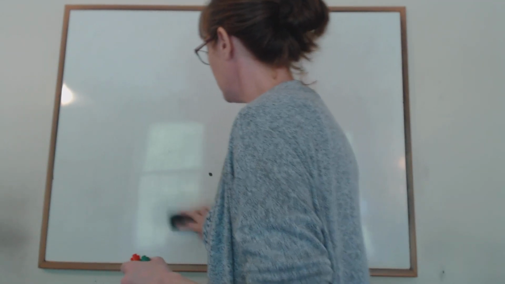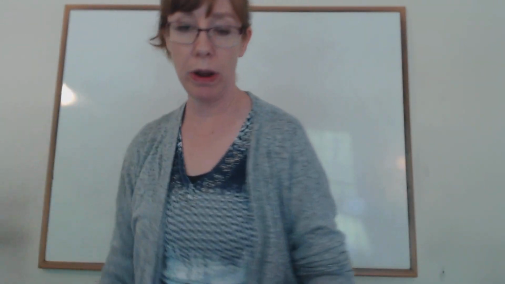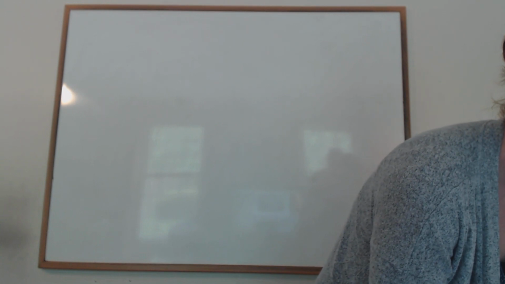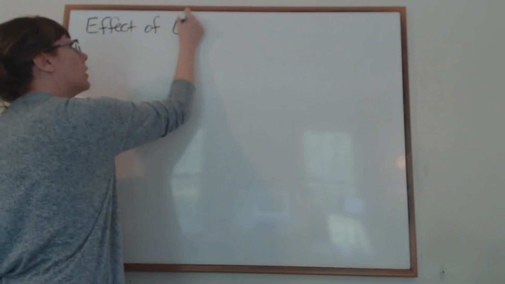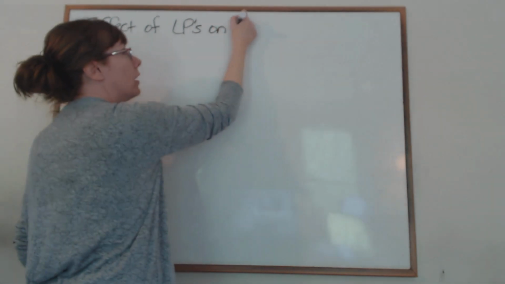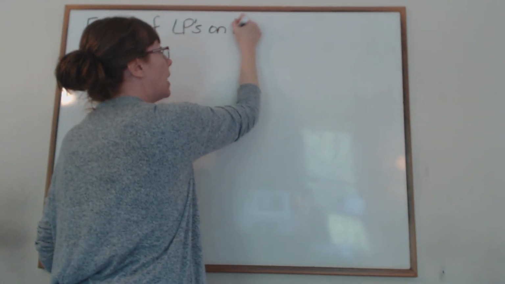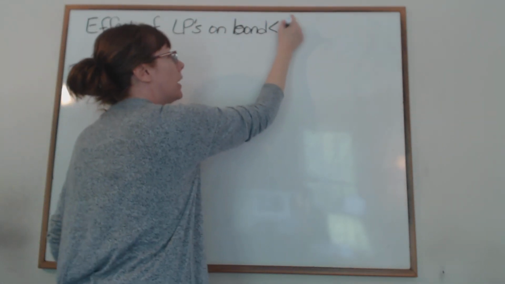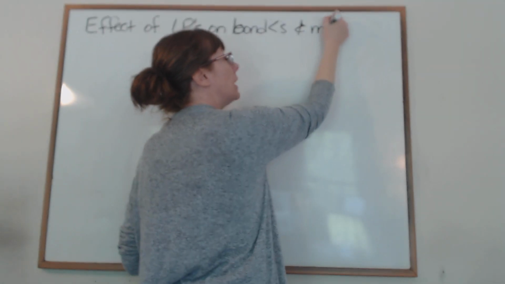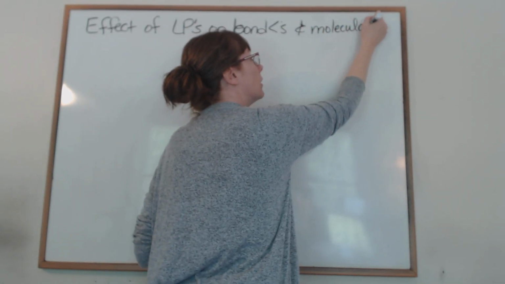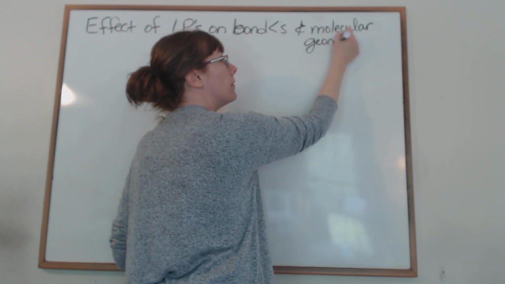All right. So now let's go ahead, and this is really where our video is going to finish up for today. We're going to stop with the effect of lone pairs. That's going to be our last topic: the effect of lone pairs on bond angles and on what we call molecular geometry. That's what I want to finish with here.